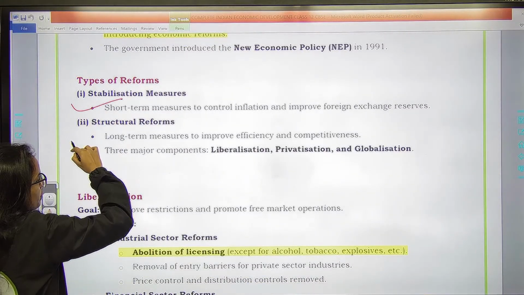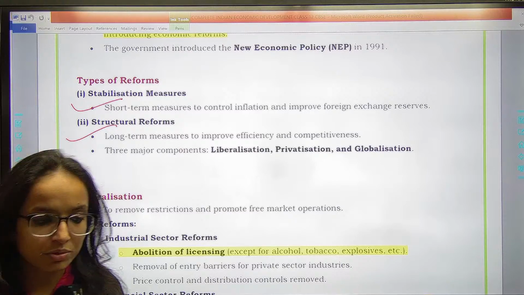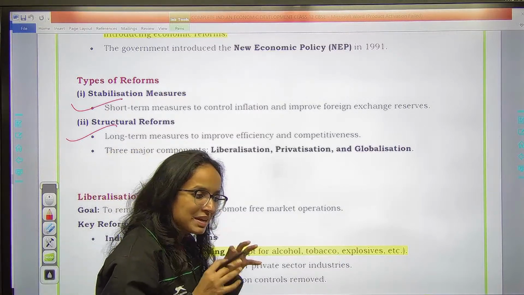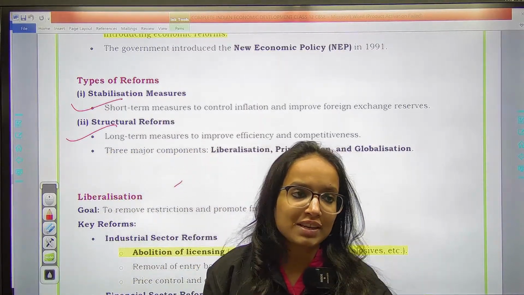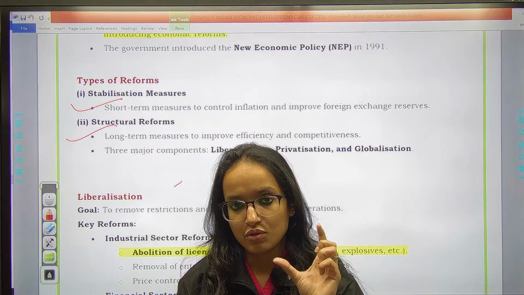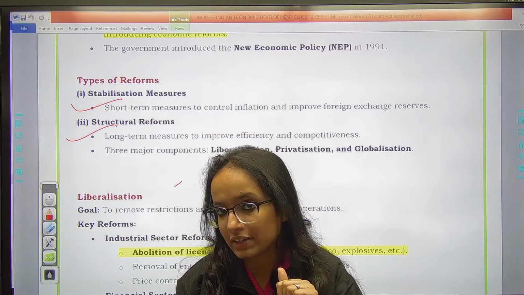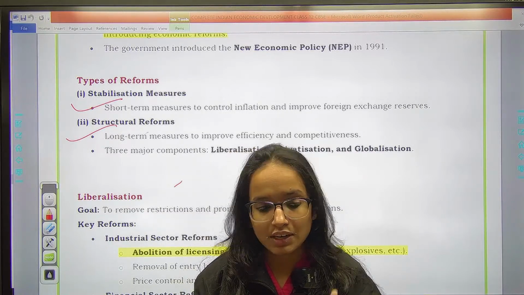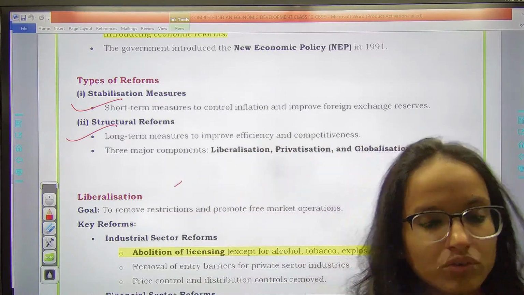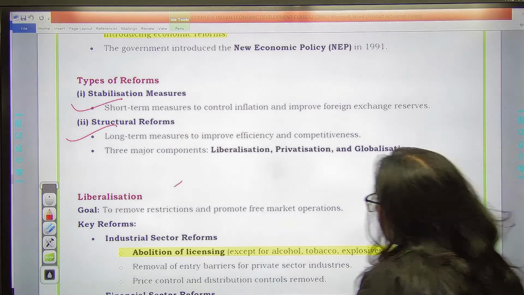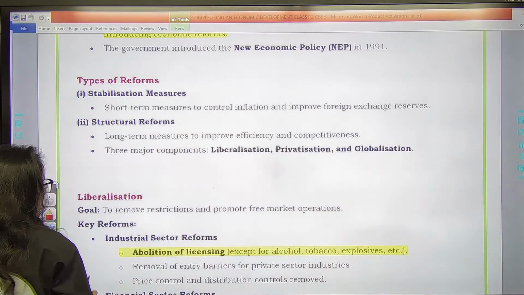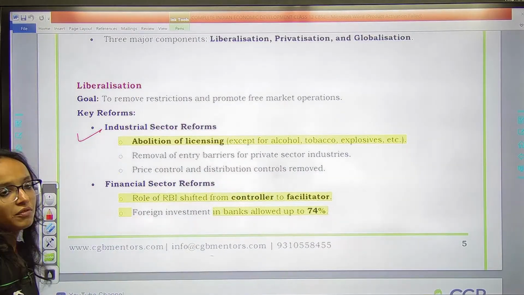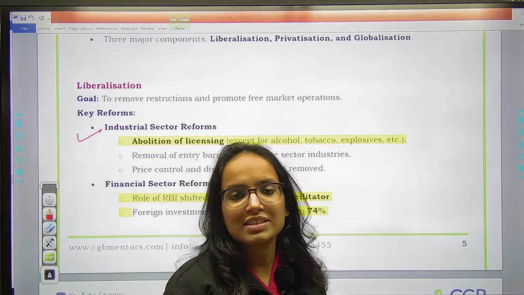Particularly, two broad objectives of these reforms were there: stabilization measures and structural reforms. First of all, what were the immediate measures? We wanted to stabilize the immediate worrisome factors like high inflation, less forex reserves, right? So how do we stabilize these? In the long term we adopted structural reforms like LPG. So what is LPG? First, L stands for liberalization. What is liberalization? Where you reduce a lot of legislation and all.